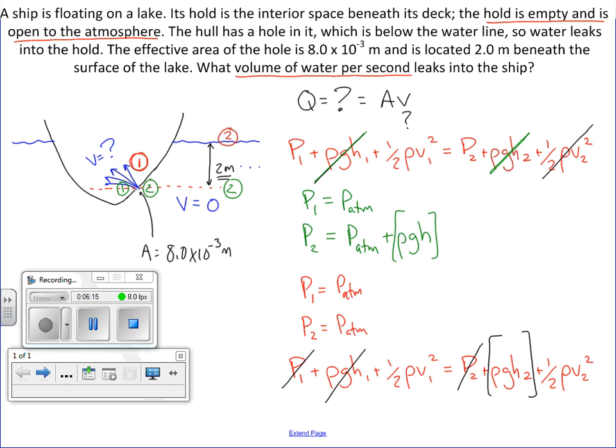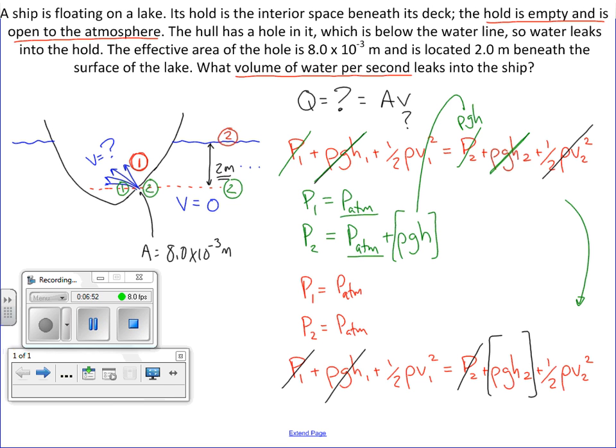Now, if we go back to solution 1 here, if we have a PATM for both places, we can really get rid of the PATM here and the PATM here in pressure 2. This would just turn into, that's what's left over, rho GH. All right, same exact thing as we do down here in this solution. I'm not sure this is clearing it up or making it more confusing, but the short story is no matter which way you do it, you end up doing the same exact thing.